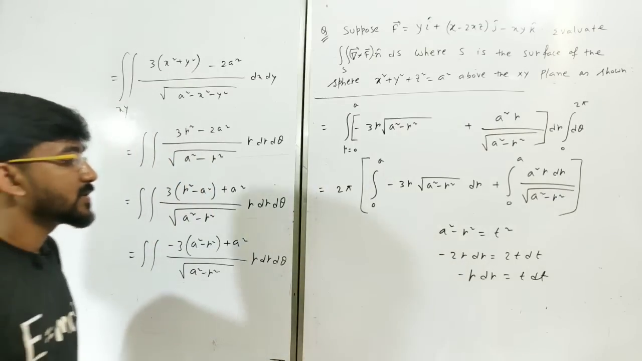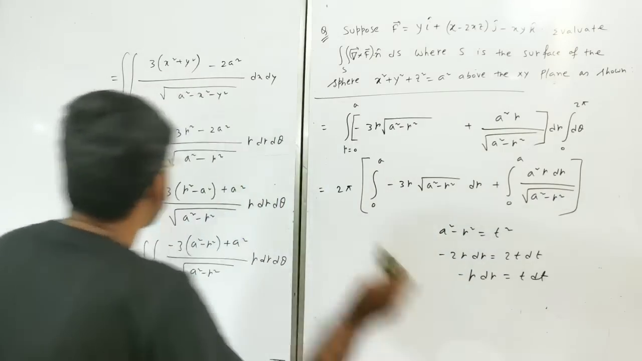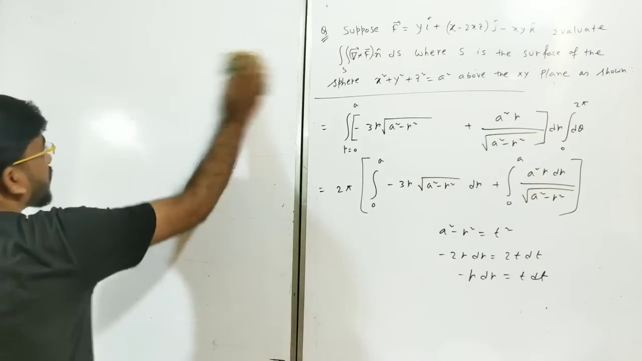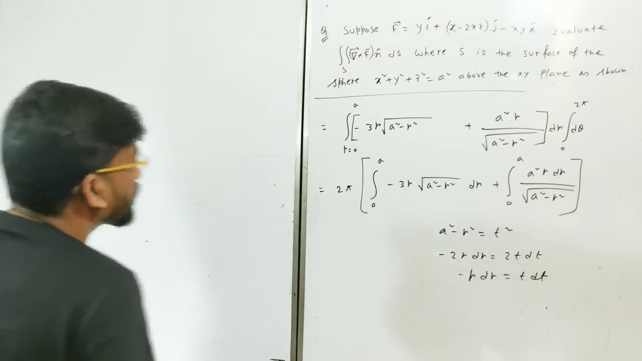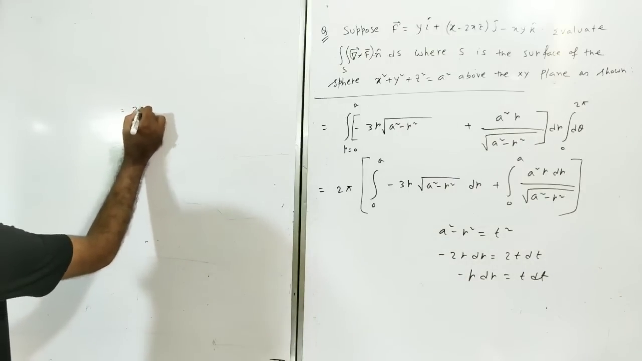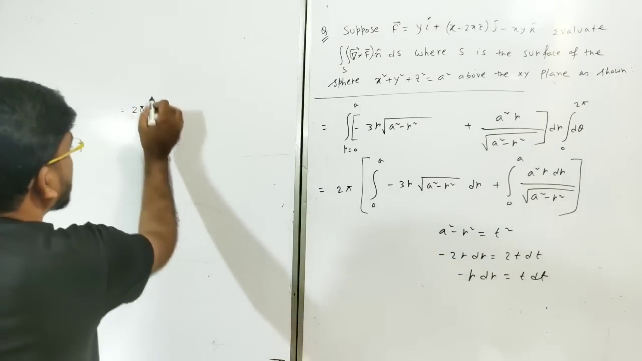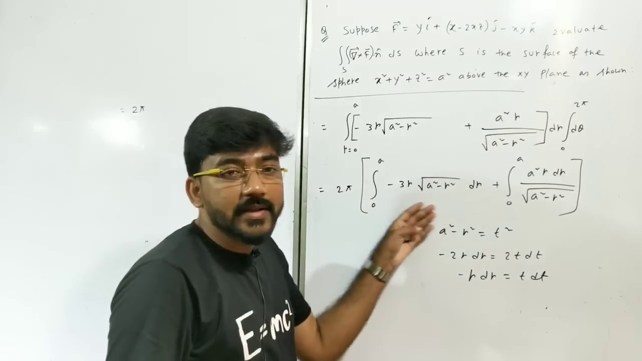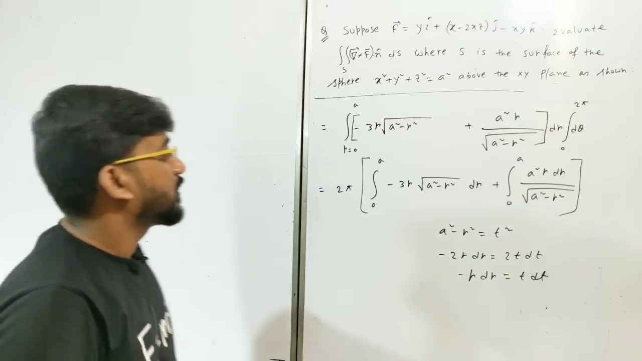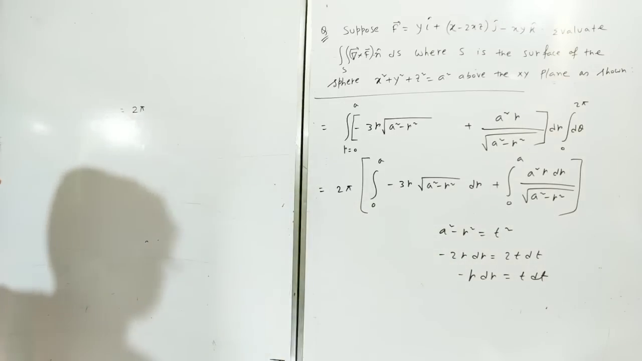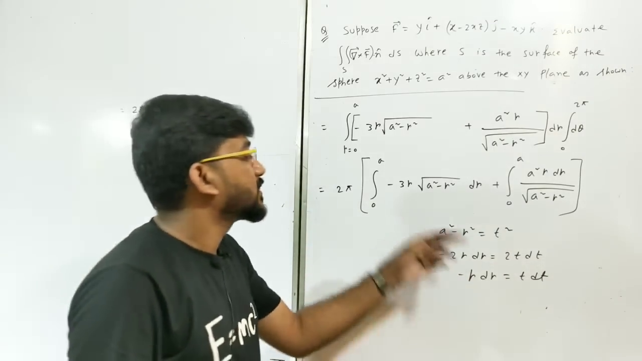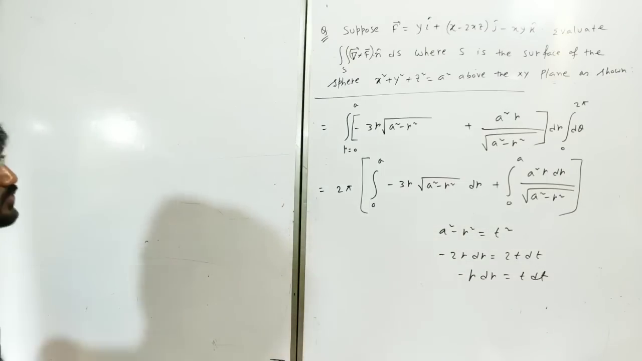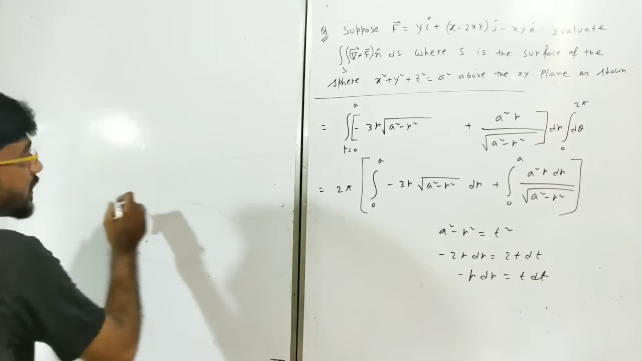Okay, so minus r dr is equal to 2t dt. Now if we solve it, what will we get? It will be 2 pi into... let me just solve this integration as an indefinite integration, and later on I will put the limit. If we treat this as indefinite integration, then what do you get for the first part? Let me solve these two integrations separately, then you can understand better.